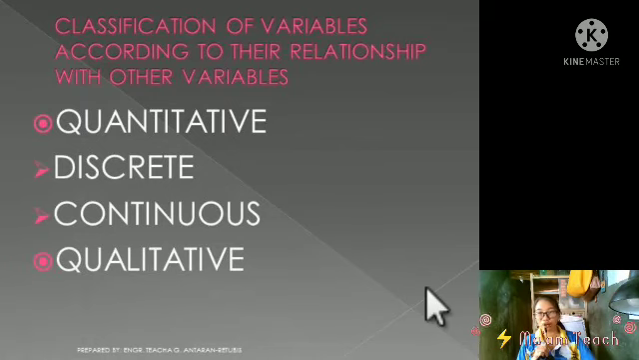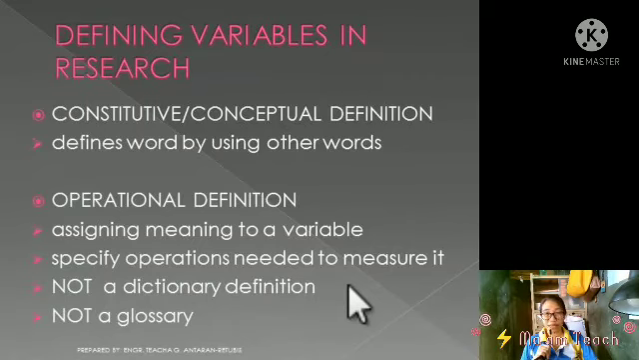variables according to the relationship with other variables. And it's very important, class, that you know the classification of the variables involved in your research. It is very crucial because it is your basis in determining the appropriate statistical tool in analyzing the collected data. Okay? Now, there are two ways, class, on how we could define variables in research. One way is by the constitutive or conceptual definition, and the other one is the operational definition.